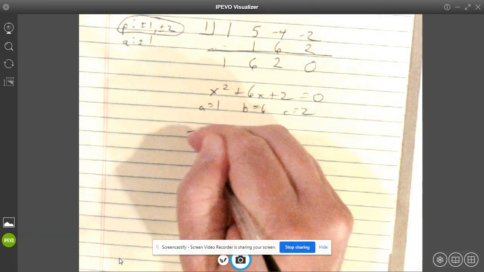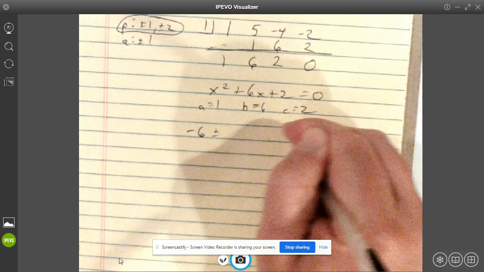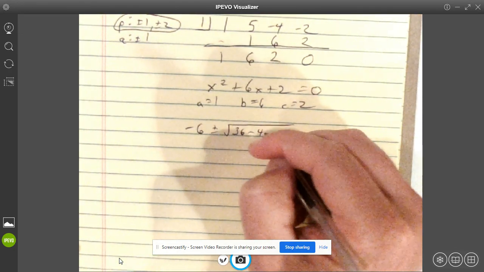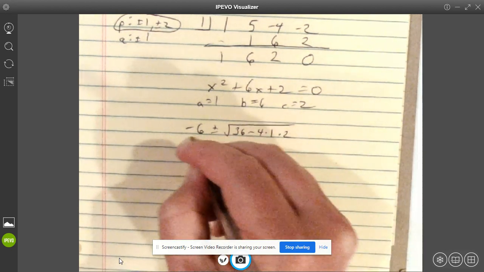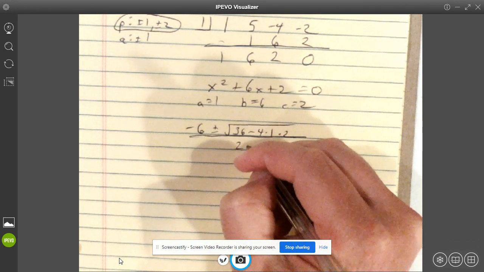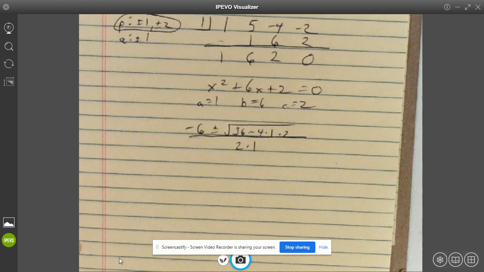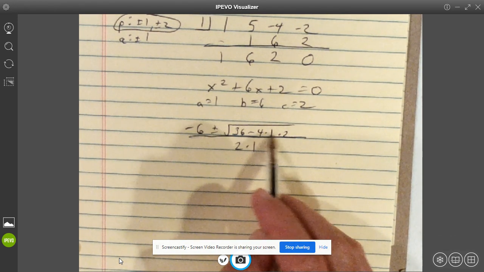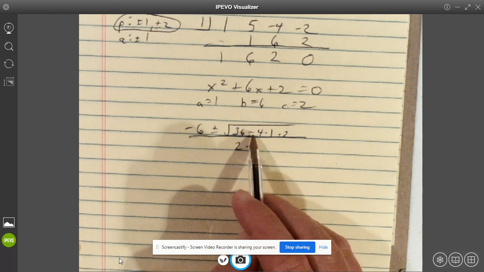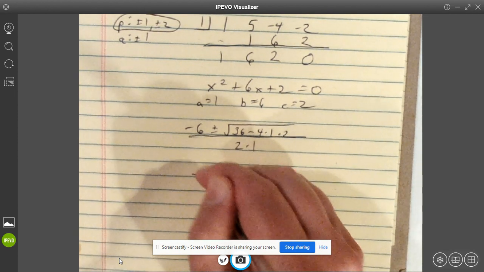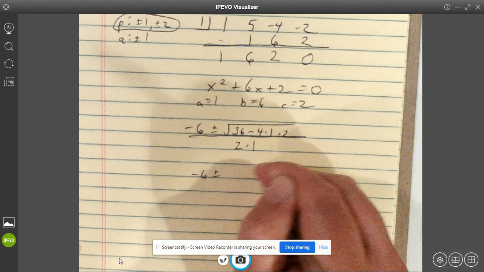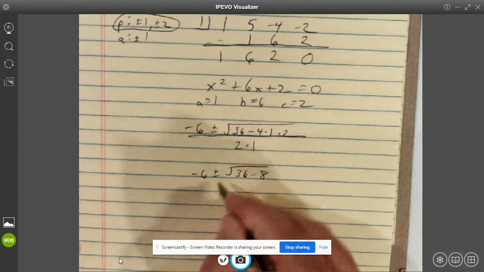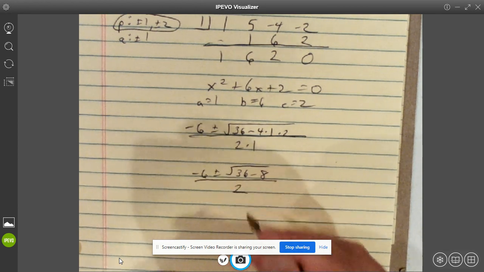So the opposite of B, plus or minus the square root of b squared minus 4 times a times c, and that whole thing divided by 2 times a. Order of operations, well, I've got to do the stuff under the radical sign first. So I'm going to multiply here. Multiplication comes before subtraction. So that gives me -6 plus or minus the square root of 36 minus 8. And that whole thing is divided by 2.